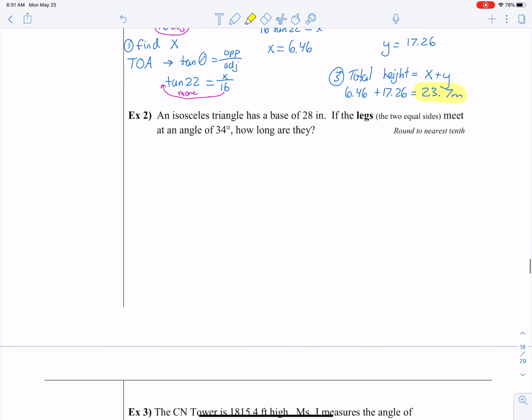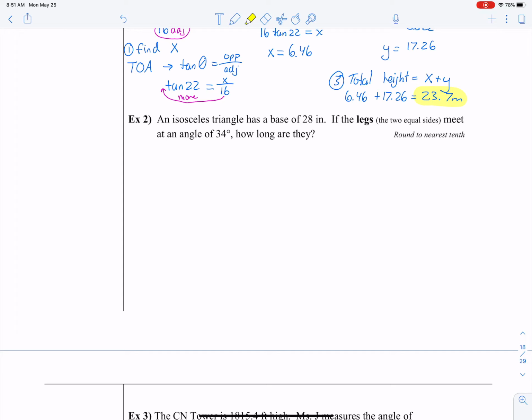Let's try another one. An isosceles triangle. So remember, isosceles means one side different, two sides the same, has a base of 28 inches. If the legs, which is another word for the two equal sides, meet at an angle of 34 degrees, how long are they? So let's draw a triangle. And they're saying that it has a 28 inch base and 34 degrees at the top. And these two are the same. And they want to know what the length of either of those is.